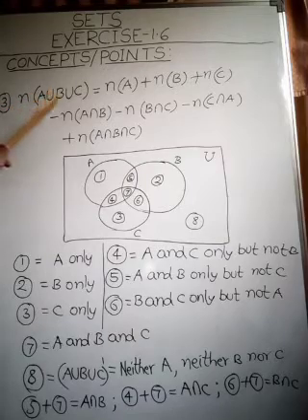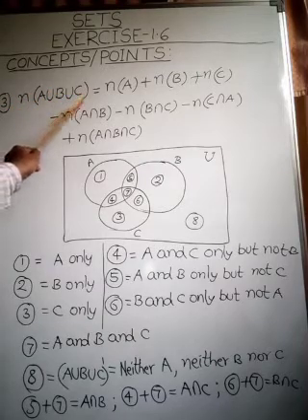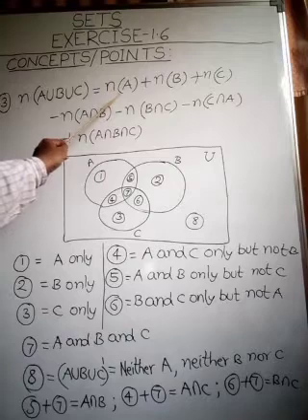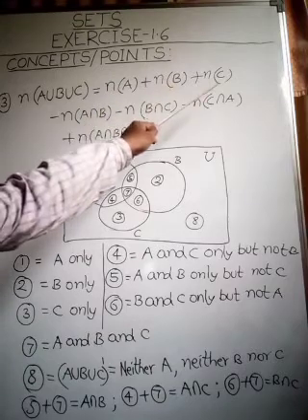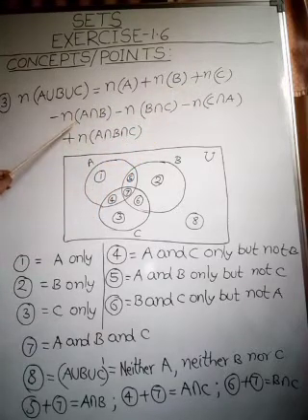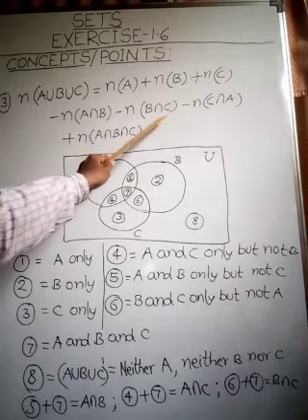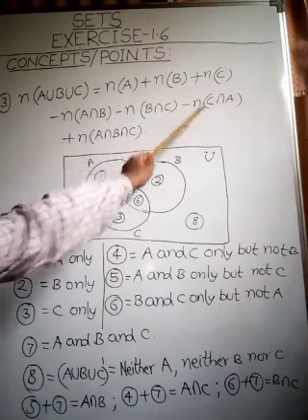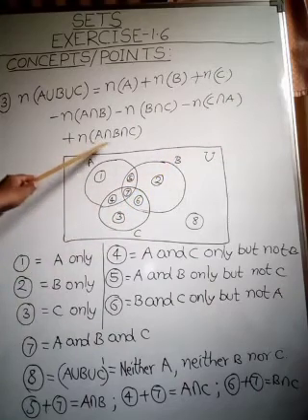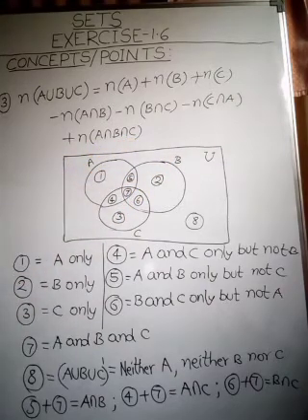n of A union B union C is equal to n of A plus n of B plus n of C minus n of A intersection B minus n of B intersection C minus n of C intersection A plus n of A intersection B intersection C. This is also an important formula for exercise 1.6. Okay, my dear children. So learn this formula also well.